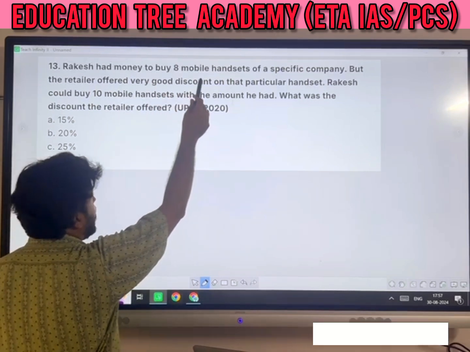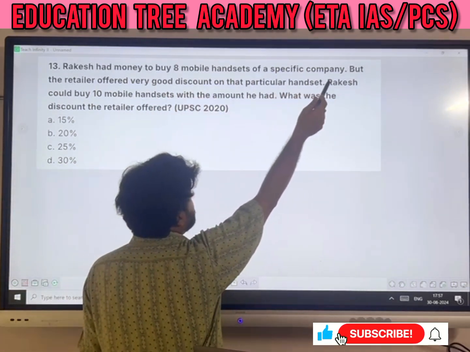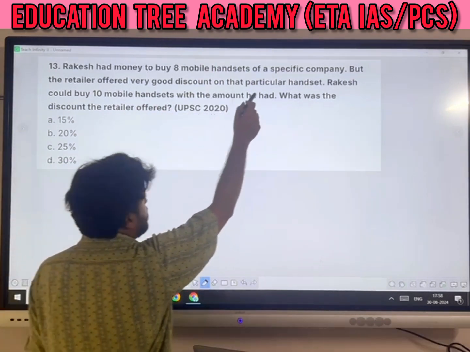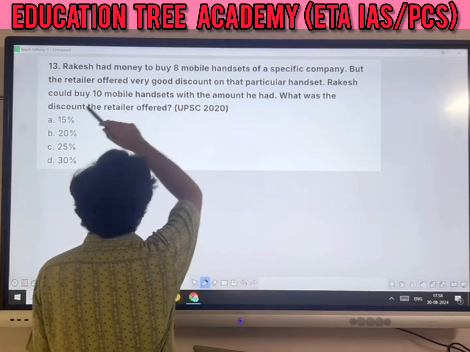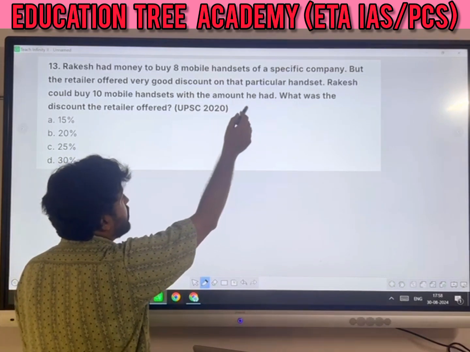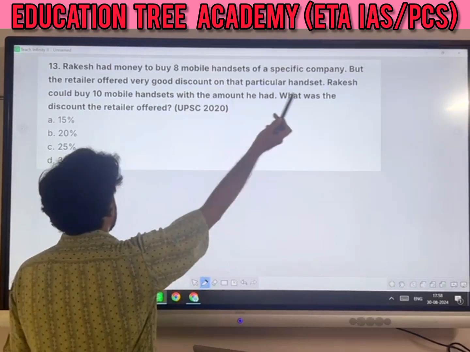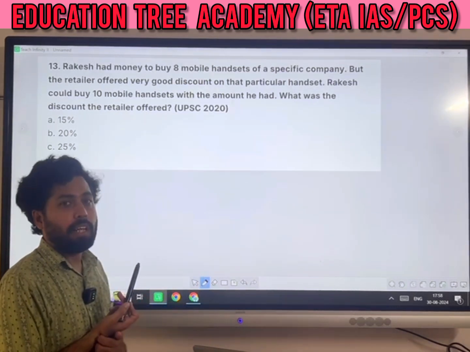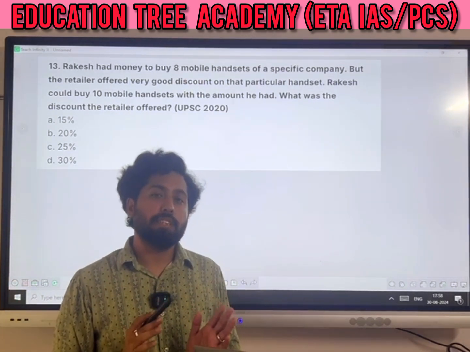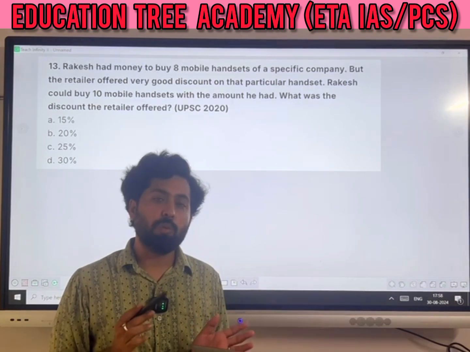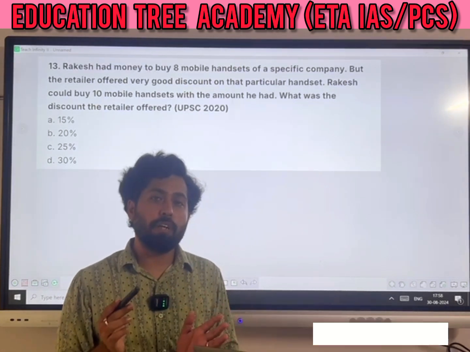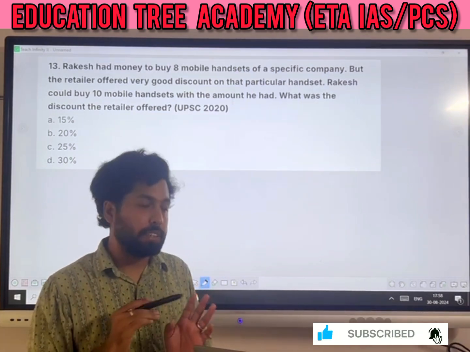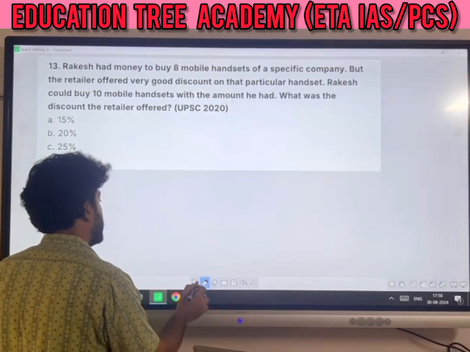Rakesh had money to buy 8 mobile handsets of a specific company, but the retailer offered very good discount on that particular handset. Rakesh could buy 10 mobile handsets with the amount he had. What was the discount the retailer offered? So in this question, basically the price of the mobile handsets remain the same, but the quantity of the mobile handsets purchased differ because the price offered to the person is decreased. So let's see this question statement by statement.